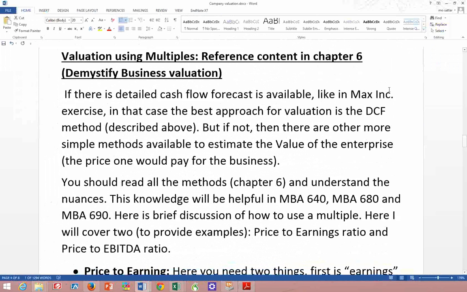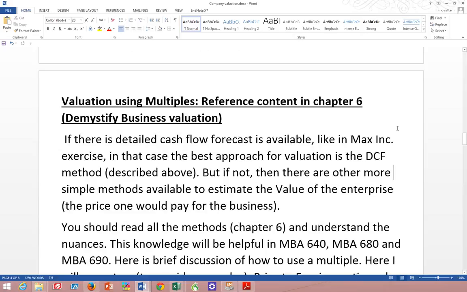So let's say, when would we use this? This is where we do not have the specific detailed cash flow for a business like we do with Max Inc. The best methodology to do valuation is to use the DCF method. Now that presumes we have the data to be able to do that. Obviously, if a case study has that level of information, then the DCF is the best way to do it. But sometimes you're going to find in a case study that they might just talk about multiples.